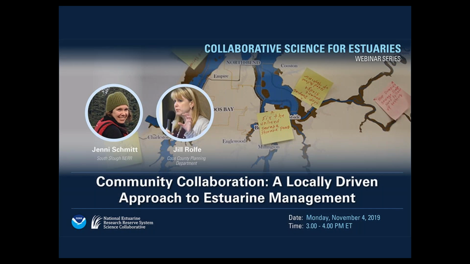Jill Rolfe has worked for the Coos County Planning Department for 18 years and has been the director since 2012. She regularly coordinates research and updates to the county comprehensive plan with local, state, and federal agencies. She has been a member of the Partnership for Coastal Watersheds for 6 years and played a large advisory role for environmental and socioeconomic aspects of multiple projects. Jill is also coordinating updates to several estuary management plans. Jenni will be starting us off today, so I'll turn it over to her now.